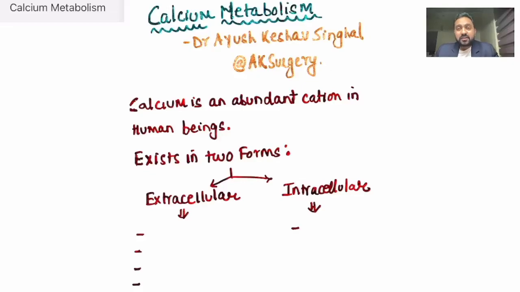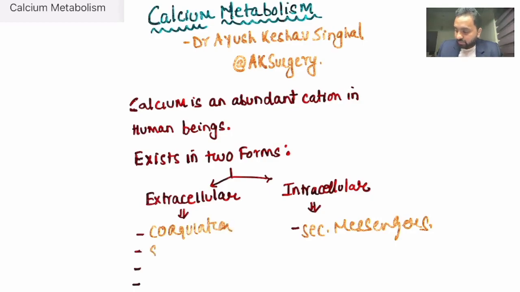Hi friends, in this video we shall be discussing calcium metabolism and some of its basic applied concepts. Calcium is an abundant cation in human beings. It usually exists in two forms: one is extracellular and the other is intracellular. The intracellular form is usually used as a secondary messenger in various intracellular signaling pathways, and the extracellular form is used in coagulation. It is used in synaptic transmission.